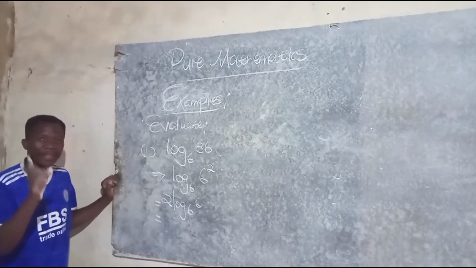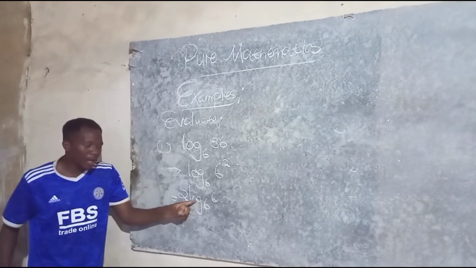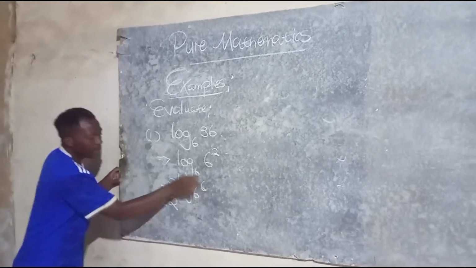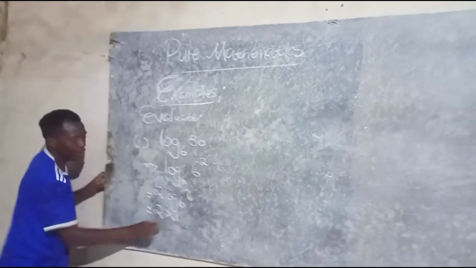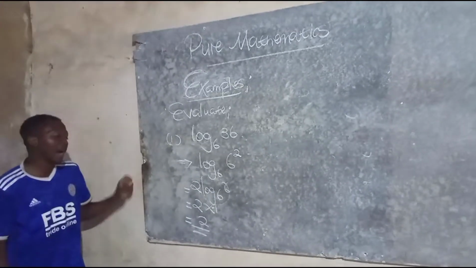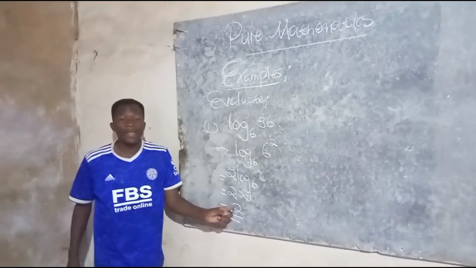But remember the fourth rule. We said the log of the same base is always 1. So I'm going to say 2, but log 6 of 6 means 1. Then this is 2 times 1, which gives 2. Having done that, this is the answer.